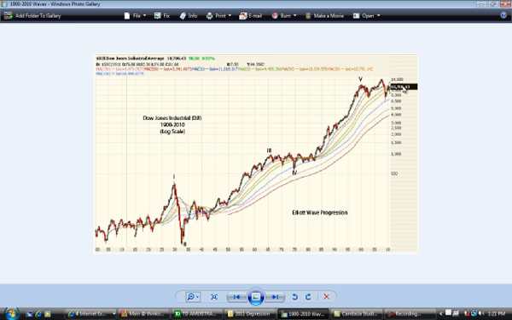So if this is the end of the 5th wave, what we should have from here is a nice big correction that takes us somewhere around here, Dow 1000, Dow 4000. Either way, we're due for a big correction over here according to wave theory.